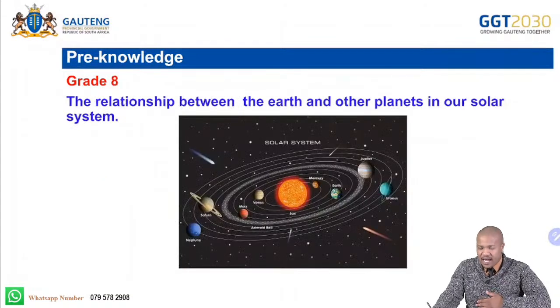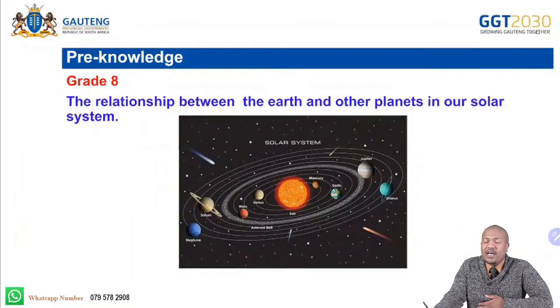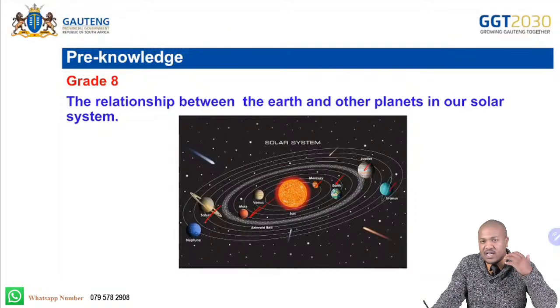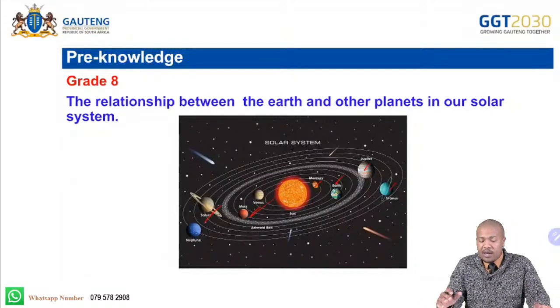Then also in grade 8, we talked about the relationship between the Earth and other planets in our solar system. We said that we have 8 planets in total. To name them, the planets are Mercury, Earth, Jupiter, Uranus, Venus, Mars, Saturn, and Neptune. These are the planets that we discussed in grade 8 when talking about the relationship between the Earth and other planets in our solar system.